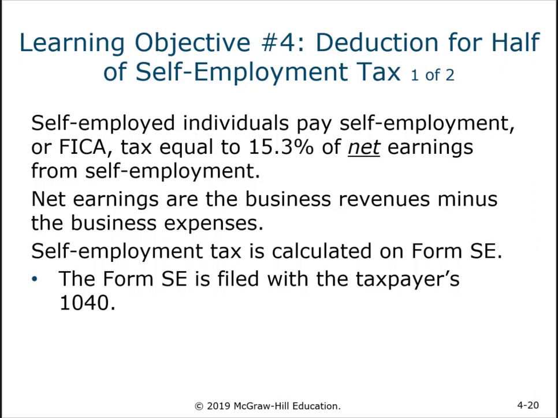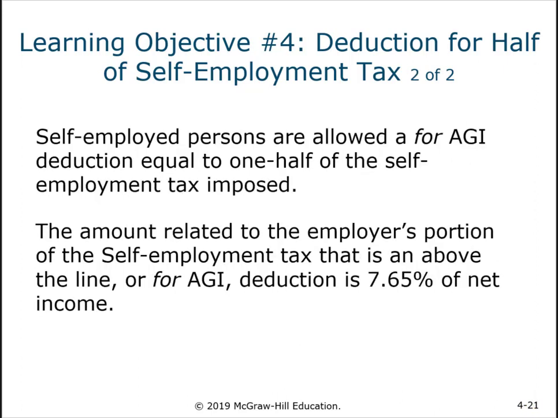That's how the form works. So it's not just what you make in the business. You have to adjust for it first. And then you multiply that by 15.3% to get your self-employment tax. And half of that is the deduction for AGI on the Schedule 1. So it ends up being 7.65% of that income, right? That's half of 15.3 after you adjust for the net earnings from self-employment.